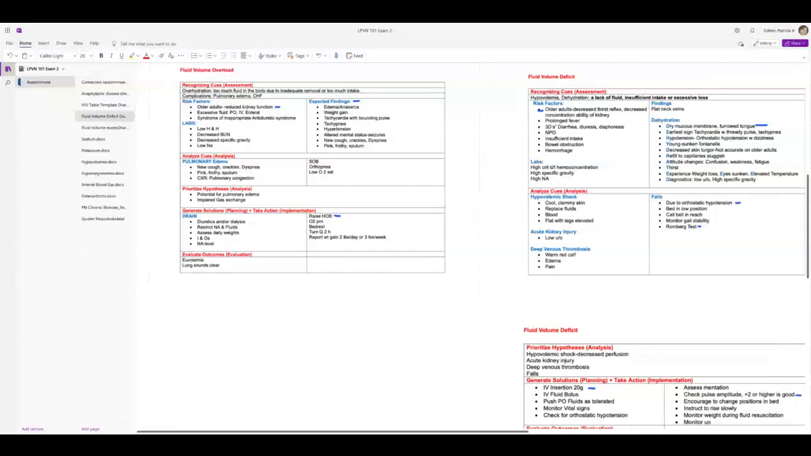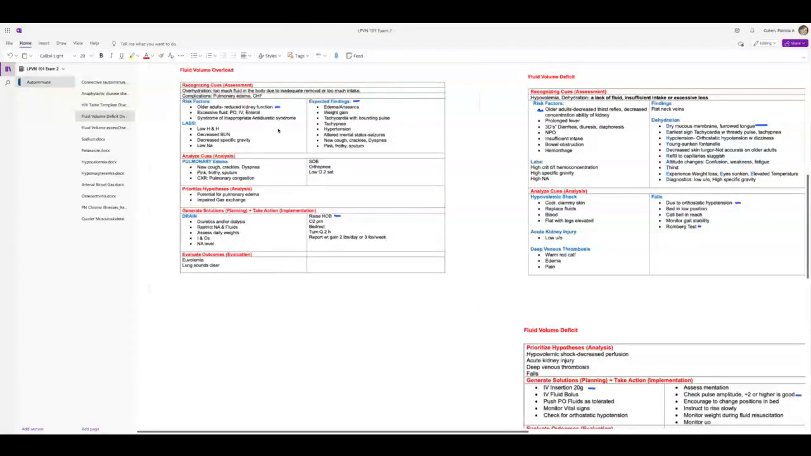The complications of too much fluid could kill them. They could get pulmonary edema. It could exacerbate chronic heart failure. So who's at risk for fluid volume overload? Older adults because they have reduced kidney function, and anybody taking in excessive fluids like IV, PO, enteral. We're not going to talk about SIADH. I talked about that in the cancer lecture.